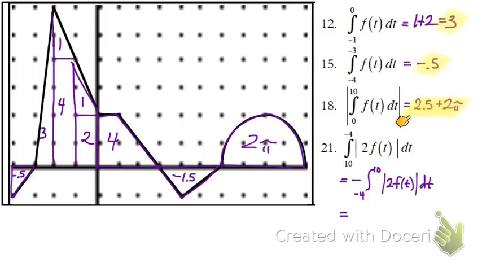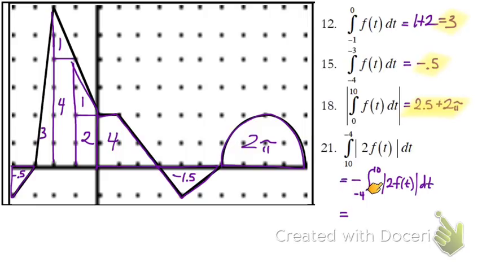Number 21 is a little bit more intense because we have this 2 in here. So I want to talk about it in pieces. The first thing is that this integral is not in the correct order. It's from 10 to negative 4 instead of from negative 4 to 10. So I flipped it upside down and I made it negative. That's the first order of business.